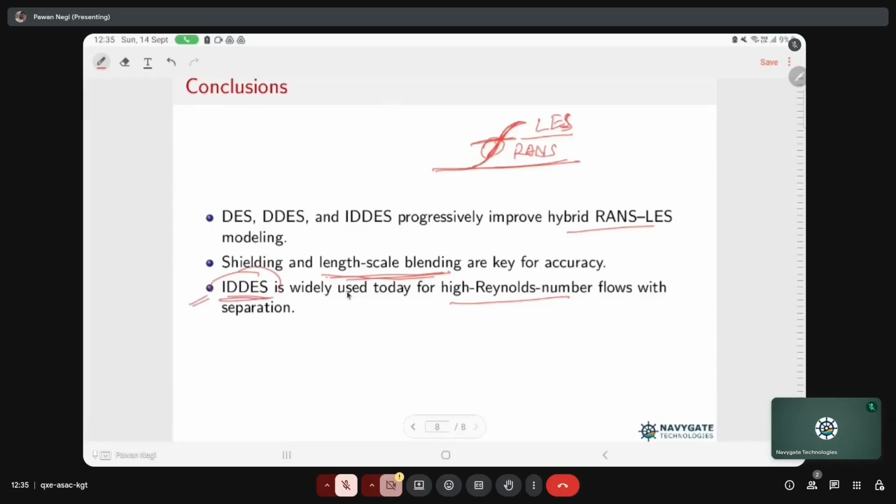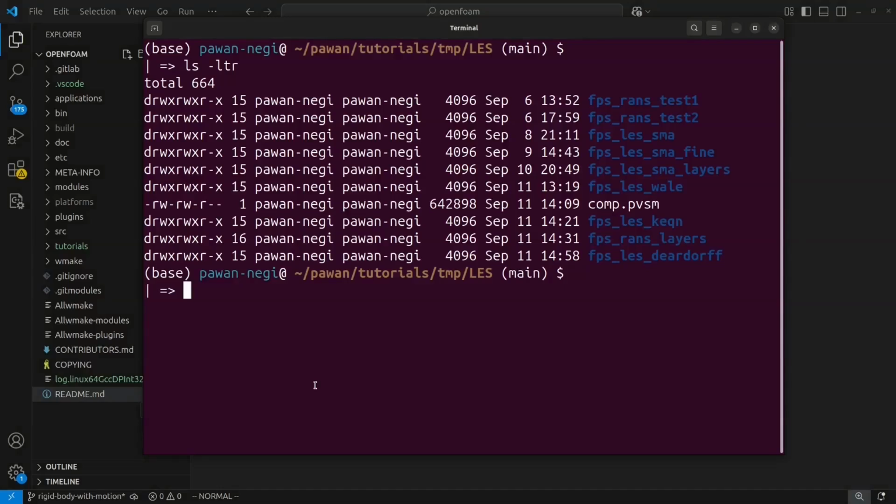Now we'll switch back to our implementation of all these methods in OpenFOAM, and we'll also go through the implementation done in OpenFOAM and see if we can find these length scales and blending function in the code. Starting from the previous tutorial that we have completed, we have done all the simulation using the LES model, where the subgrid scale models that we have used are Smagorinsky, WALE and K equation.